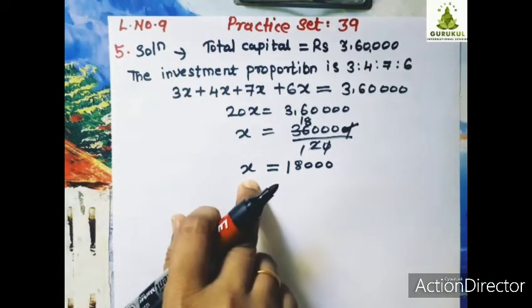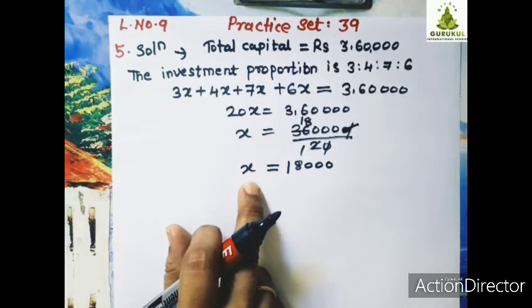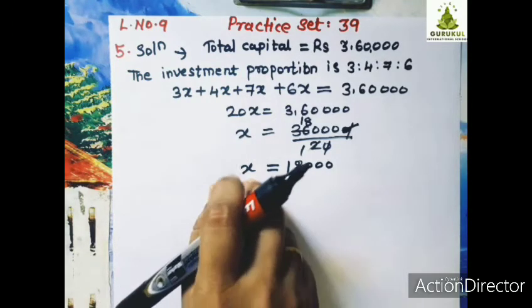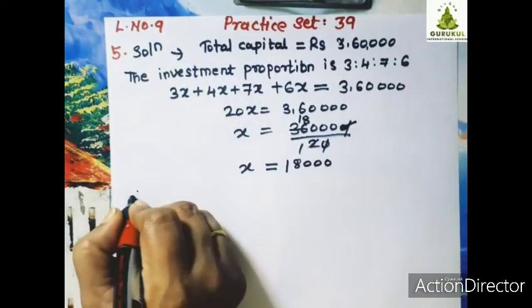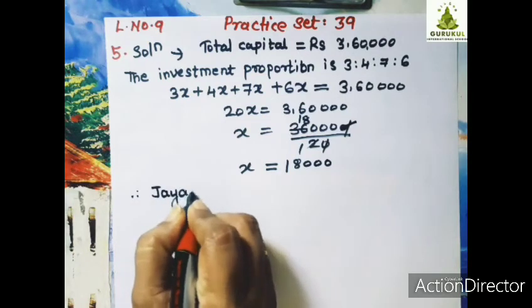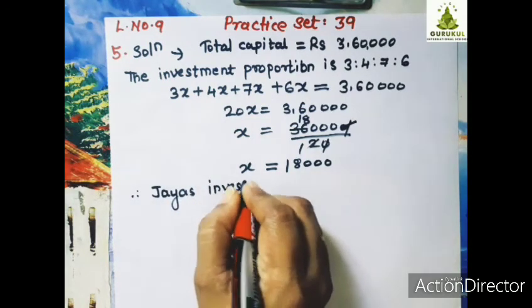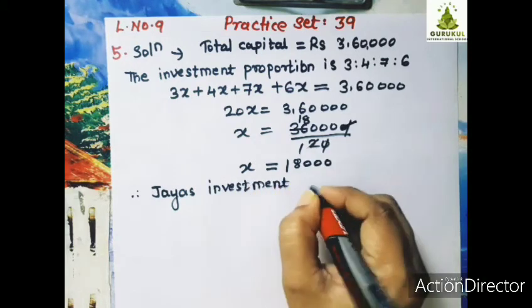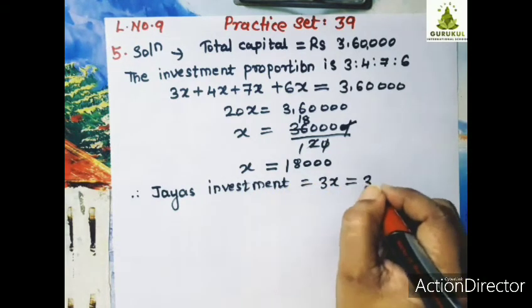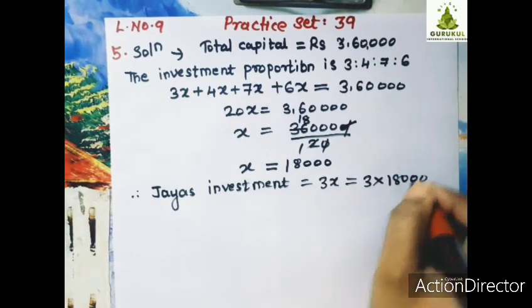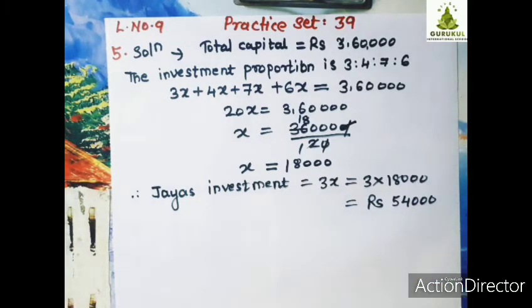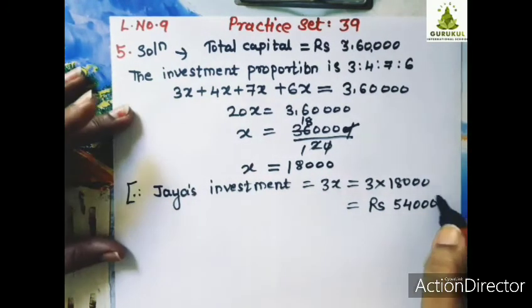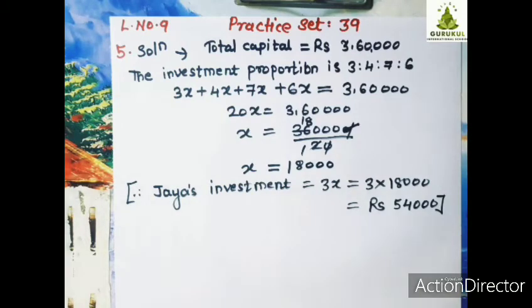Once you get the value of x, we have to find out the share of Jaya. Jaya's actual share. Jaya's position is the very first, and that was 3x. So we will write down. Therefore, Jaya's investment share is equal to 3x. So 3 into 18,000. 18 threes are 54. So it is rupees 54,000. So the first answer we have found.